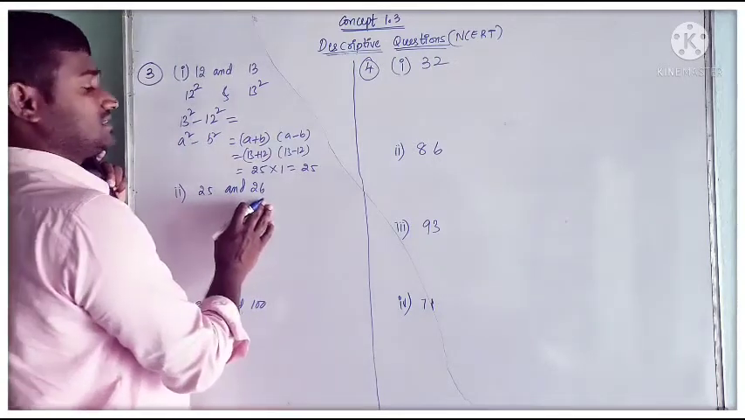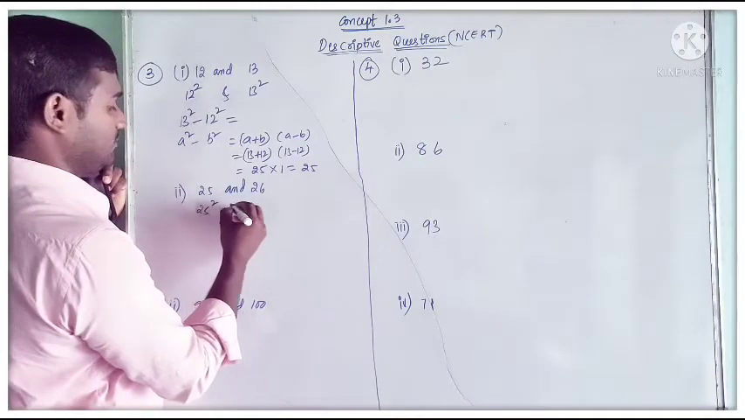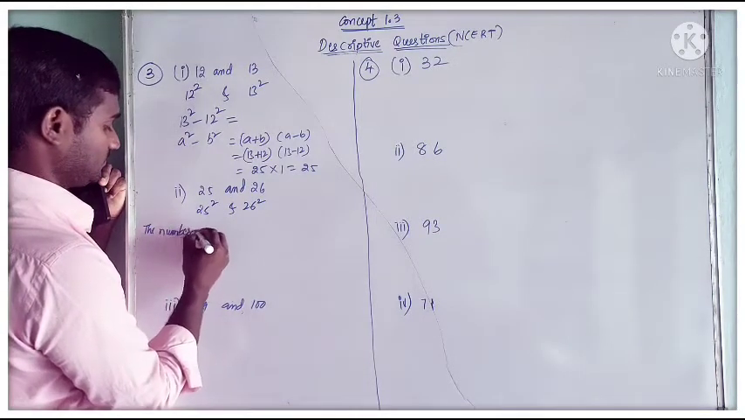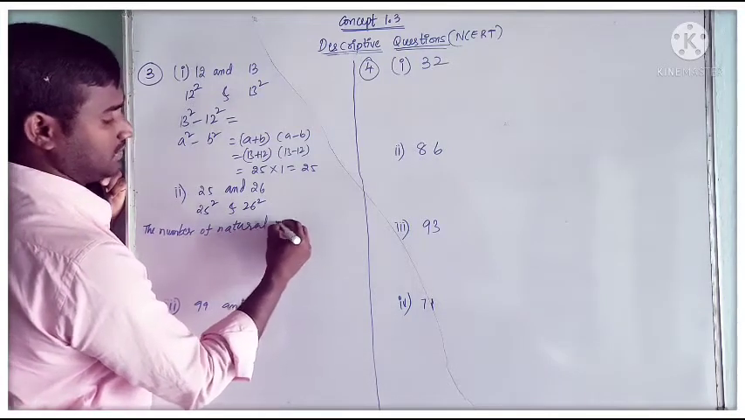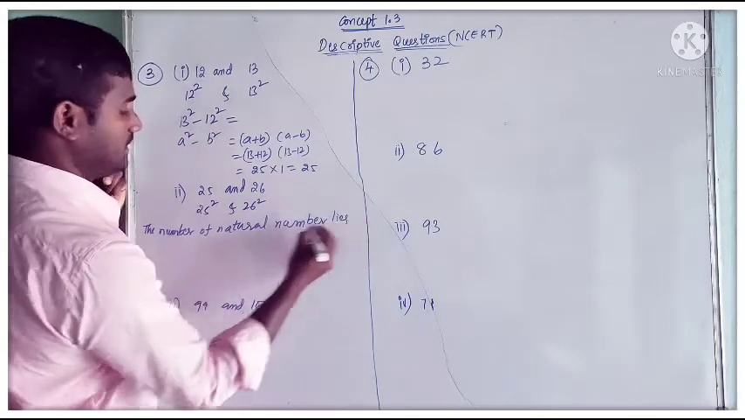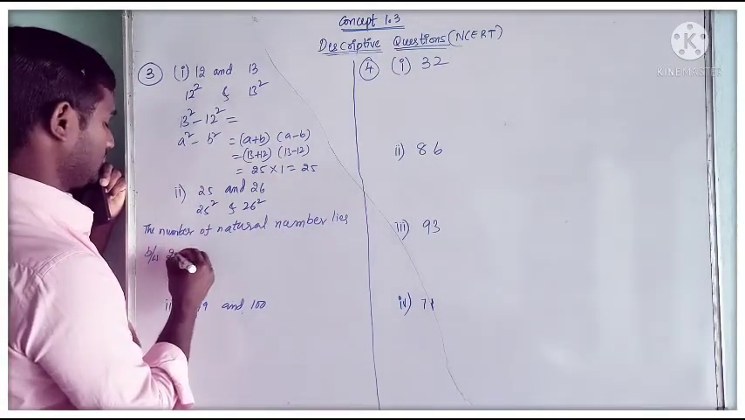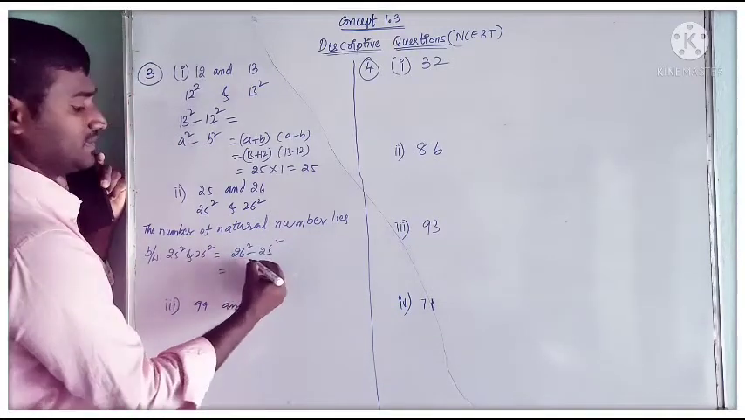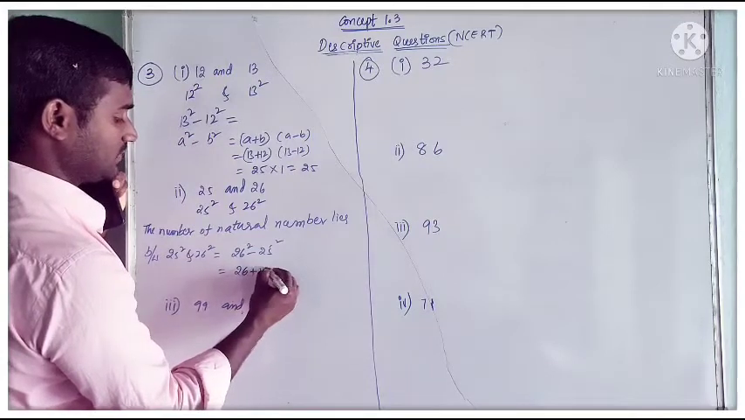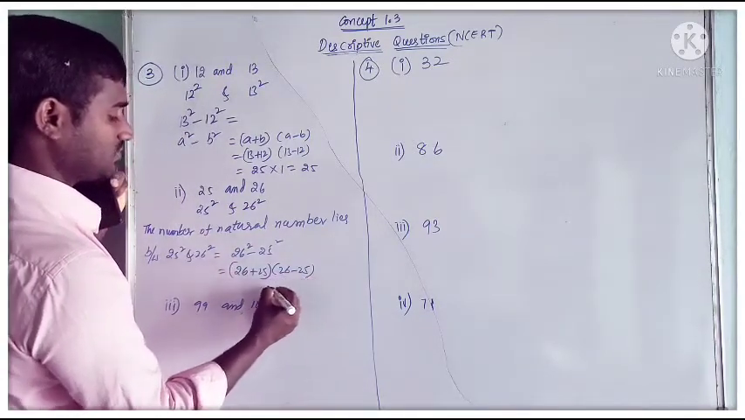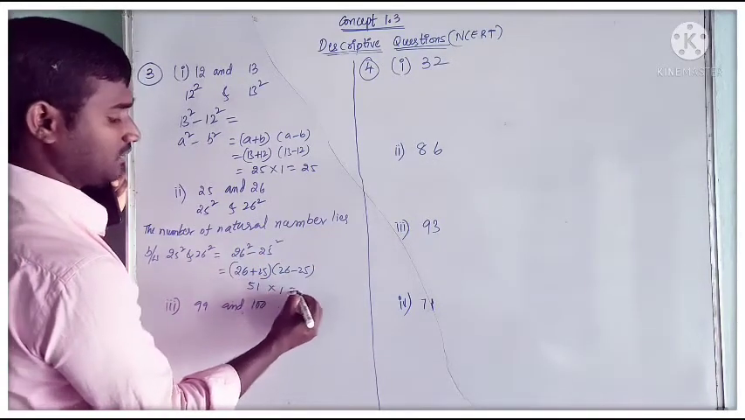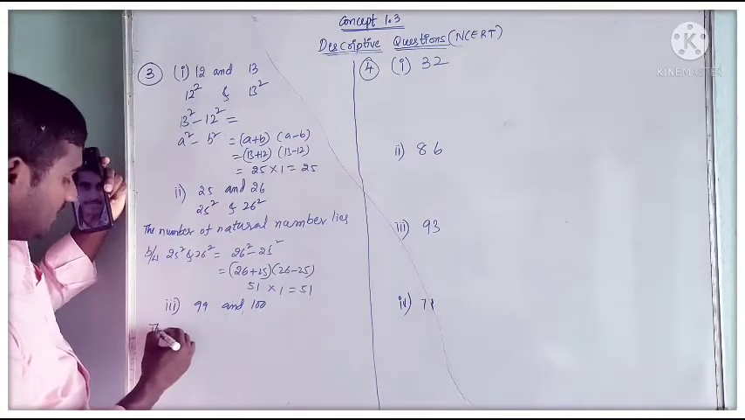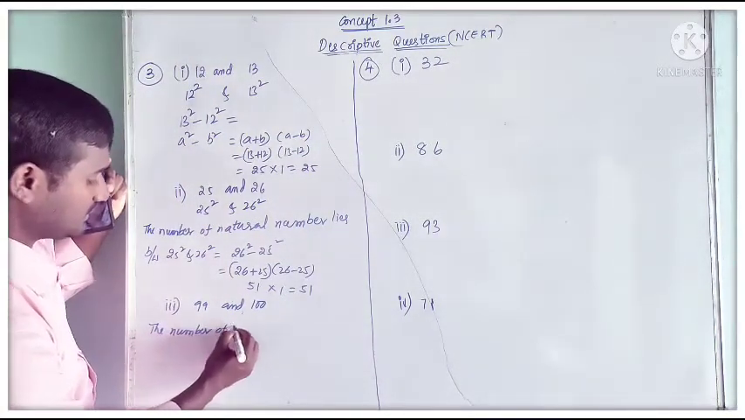Similarly, for 25 square and 26 square, the number of natural numbers lying between 25 square and 26 square is equal to 26 square minus 25 square. This we can write as a square minus b square, that is a plus b into a minus b: 26 plus 25 into 26 minus 25. 26 minus 25 is 1, and 26 plus 25 is 51. So how many natural numbers lie between 25 square and 26 square? 51. Similarly, we can find the number of natural numbers.